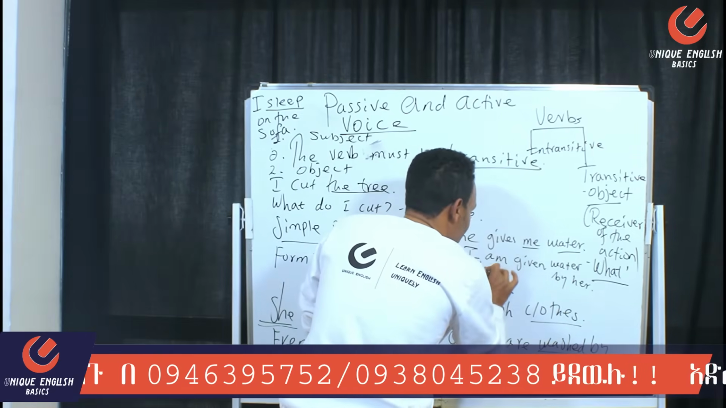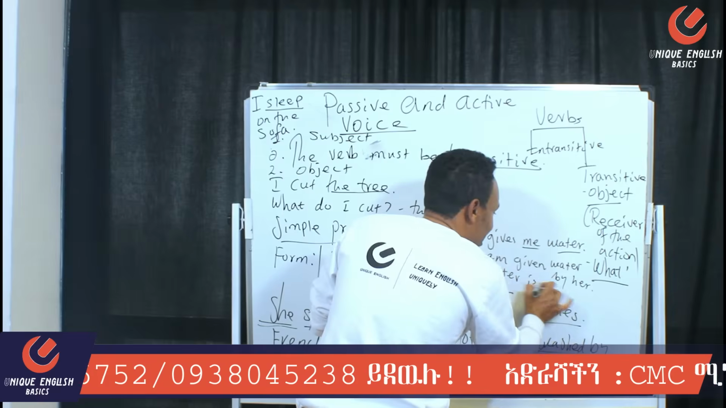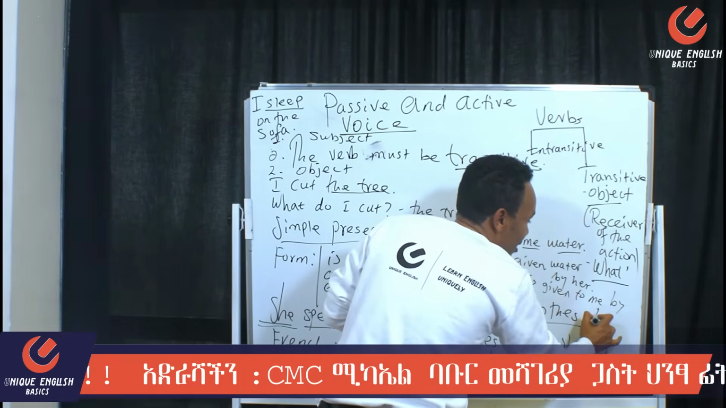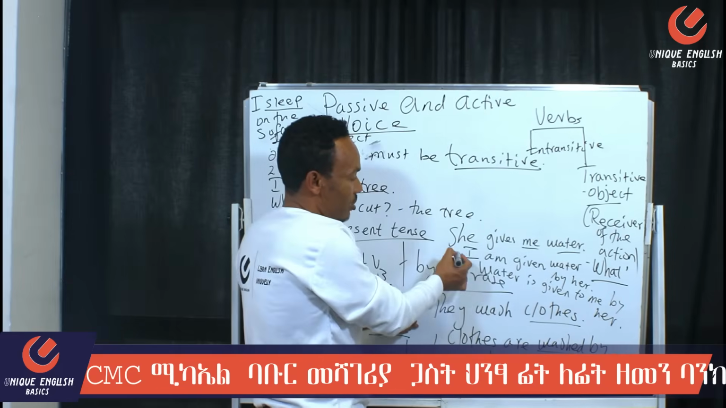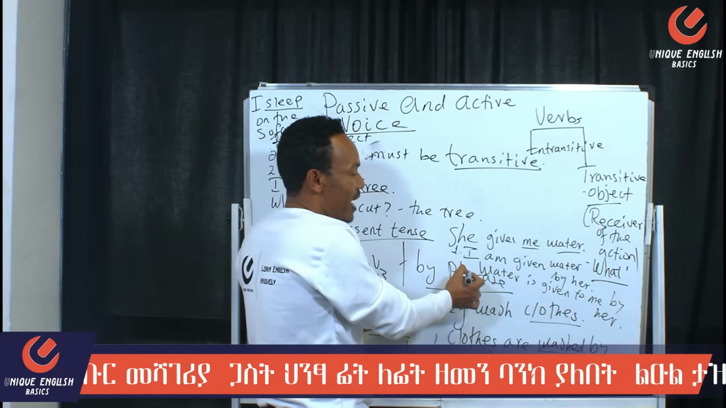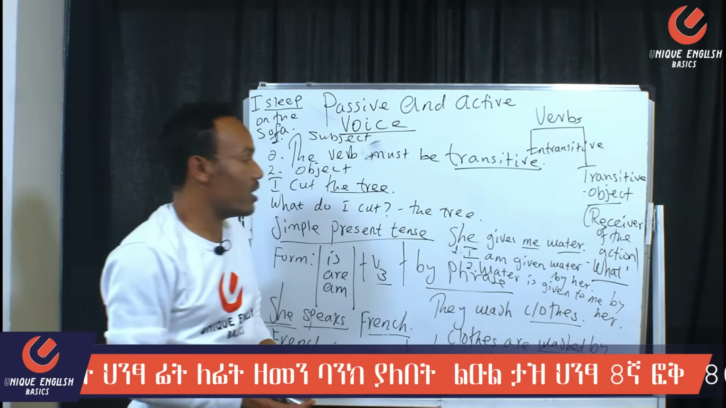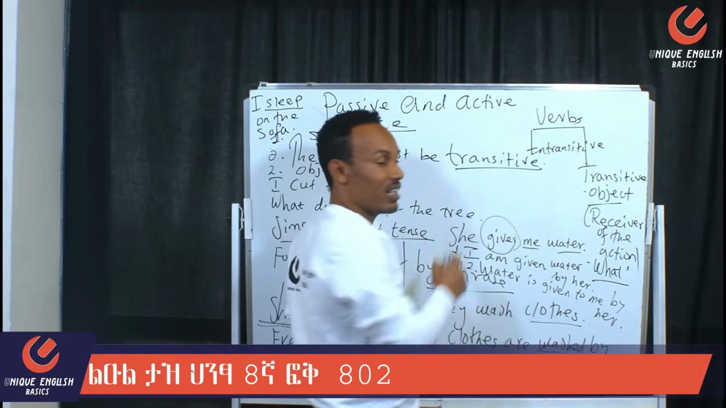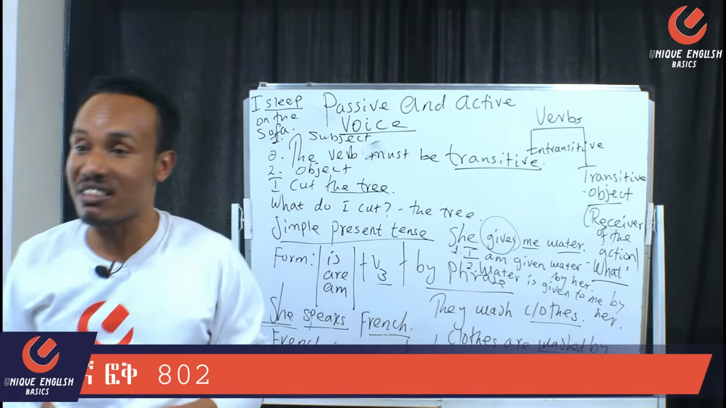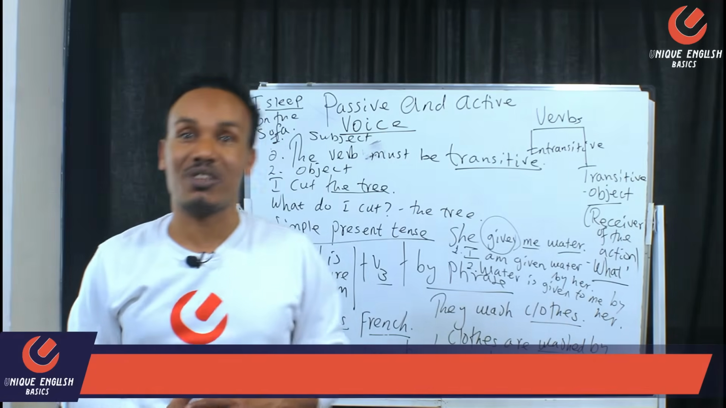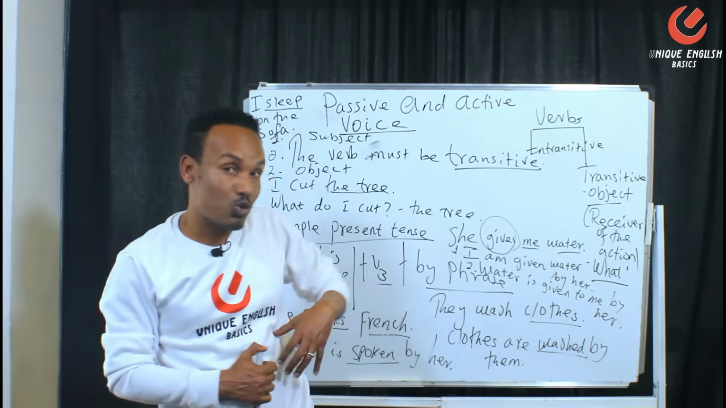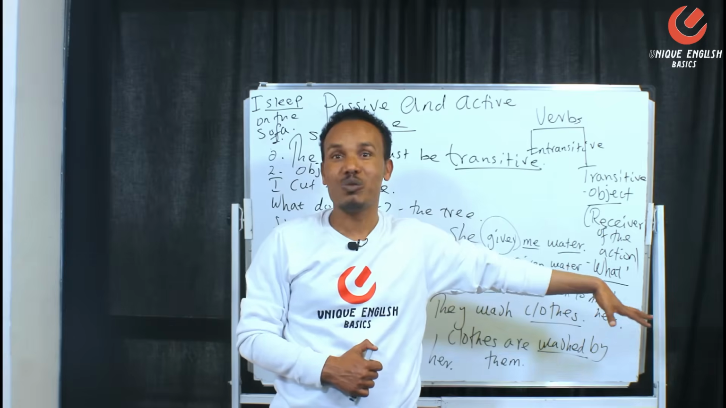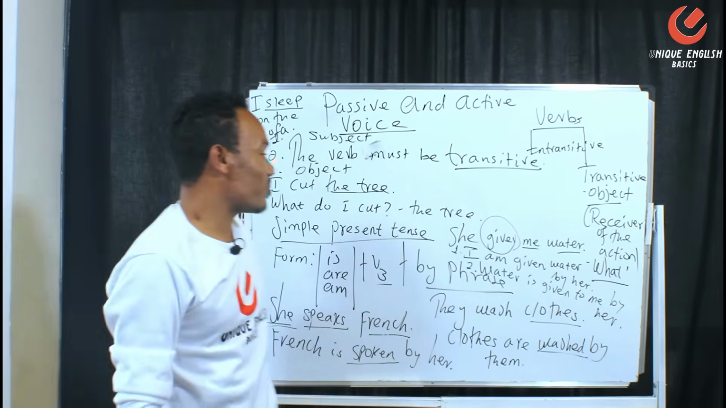Water is given to me by her. So how many passive sentences did I make? I am given water by her and water is given to me by her too. So what do you understand about the word give? Is it a monotransitive verb or a ditransitive verb? It's a ditransitive verb. Do you understand me? Very good.